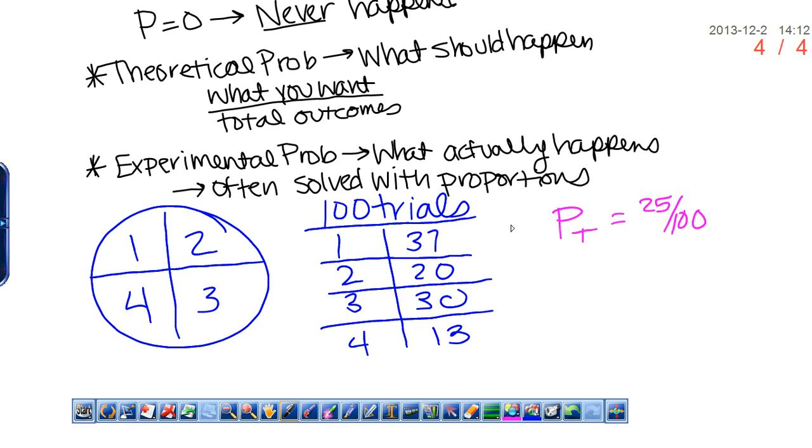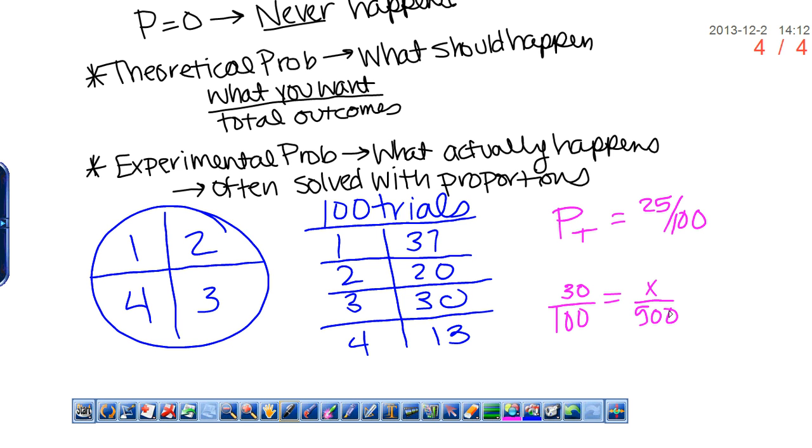Now, you can also be asked, based on your trials or your data or your experimental probability, how many times could you expect to roll a 3 in 500 trials? How could we set that up? 30 over 100 is equal to x over 500. We can cross multiply, solve our proportion.